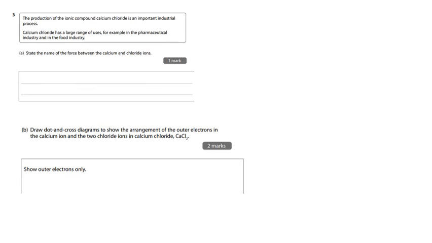The production of the ionic compound calcium chloride is an important industrial process. Calcium chloride has a large range of uses. State the name of the force between calcium and chloride ions. Well, calcium ions are positive. All metal ions are positive. Chloride ions are negative. So it's an electrostatic attraction. Yes, electrostatic attraction between opposite charges.